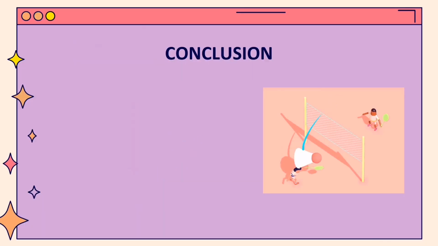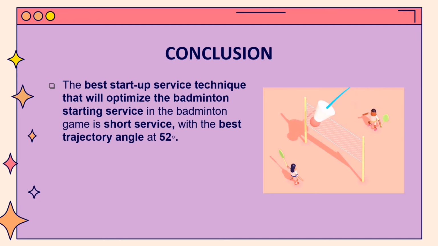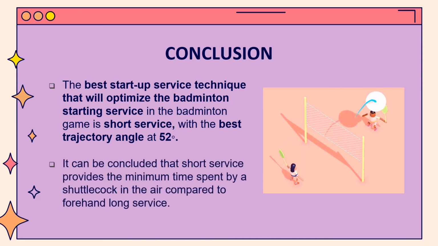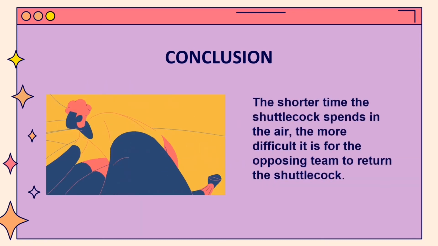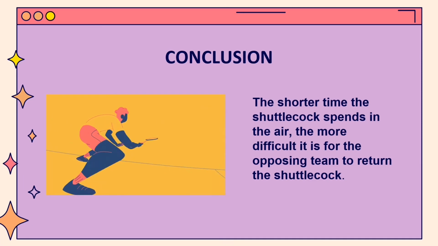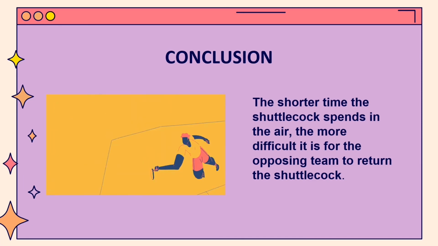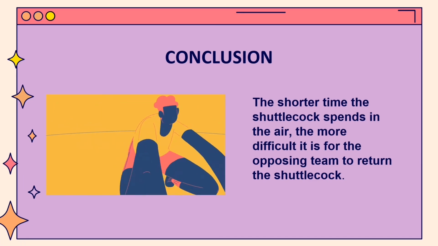Conclusion. The best starting service technique that will optimize the badminton starting service in the badminton game is short service with the best trajectory angle at 52 degrees. It can be concluded that short service provides the minimum time spent by a shuttlecock in the air compared to forehand long service. As a result, the shorter the time the shuttlecock spends in the air, the more difficult it is for the opposing team to return the shuttlecock.